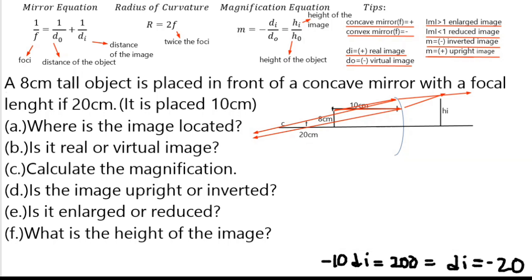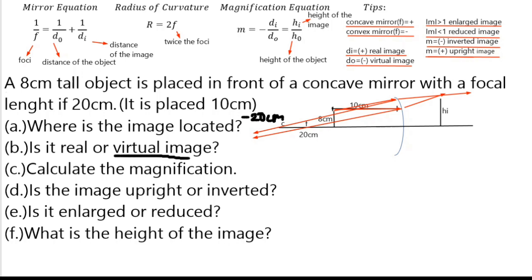If you look at our diagram, it is very different than the other one because the focus is on the left side of the object, which is farther than the concave mirror, right? So you can analyze things here. Is it a real or virtual image? This is a virtual image because the distance of the image is negative.